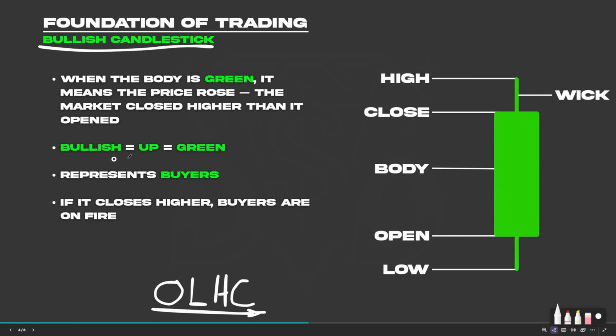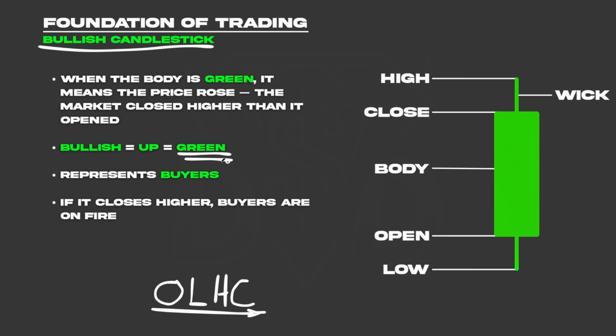So bullish meaning up, which means green, but with a lot of platforms you can change it to whatever color you want, but traditionally it would be a green candlestick. It represents buyers, which means buyers are in the market pushing the price up. So if it closes higher, buyers are on fire. Just remember that right there. But again, remember this too as well: open, low, high, close. That's how you would tell a bullish candlestick.